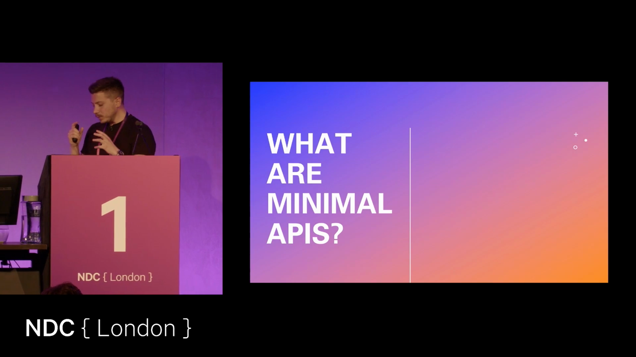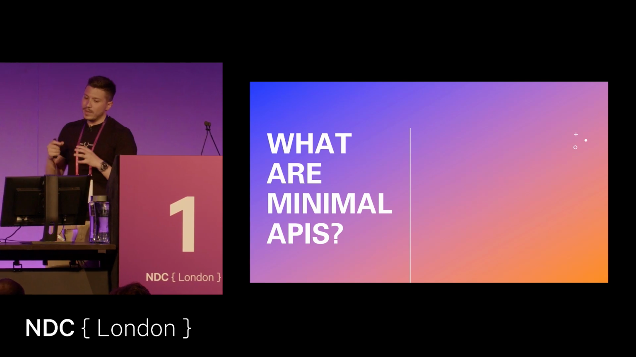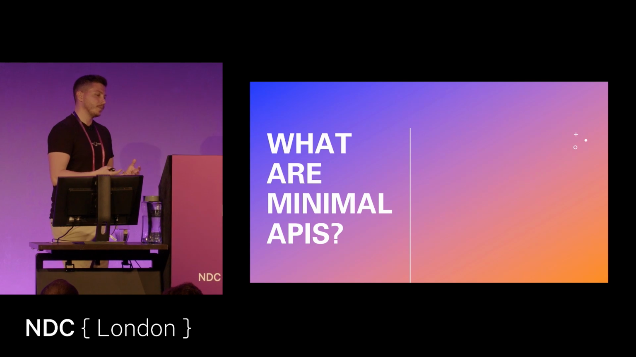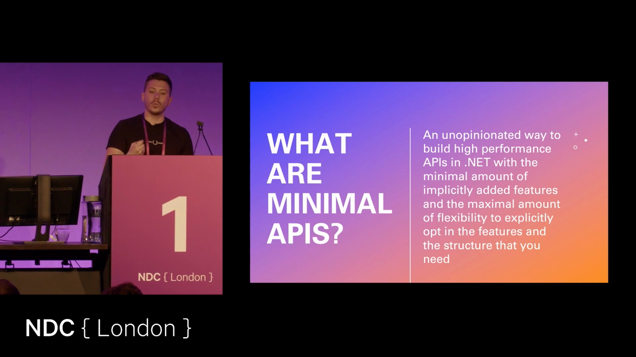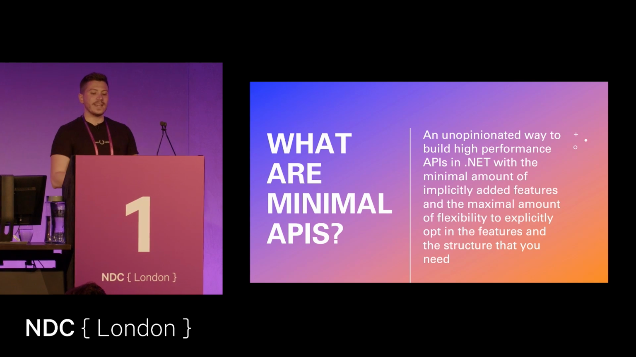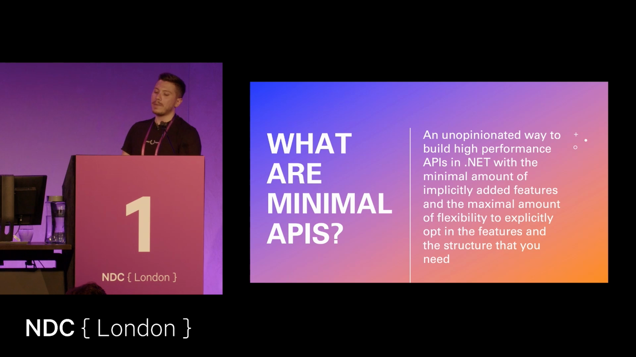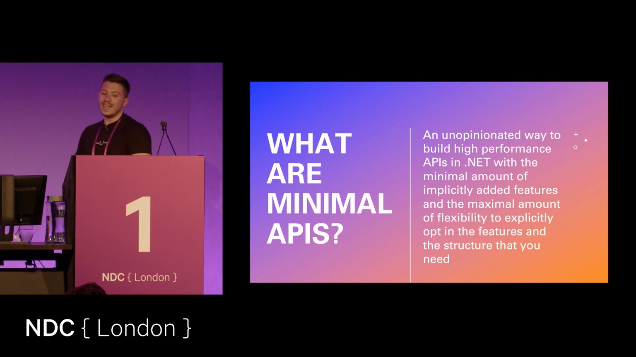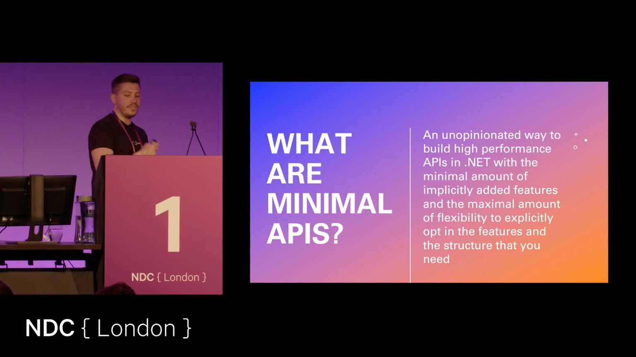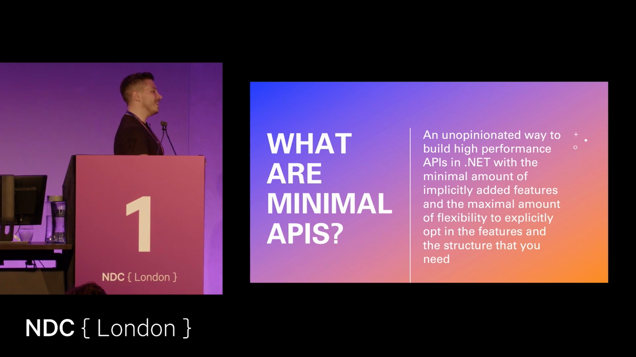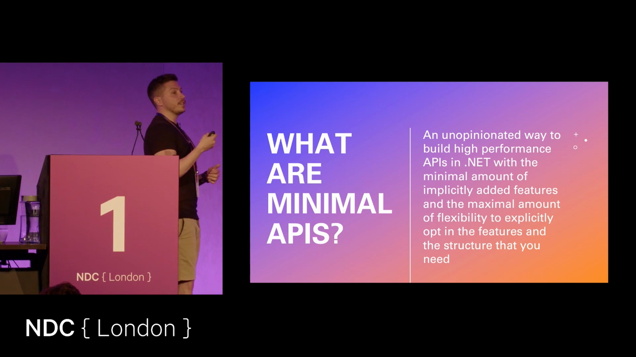So let's go back to the first question. What are minimal APIs? Well, to me, minimal APIs are an unopinionated way to build high-performance APIs in .NET with the minimal amount of implicitly added features and the maximal amount of flexibility to explicitly opt in the features and the structure that you need. It's about you. It's about choice.